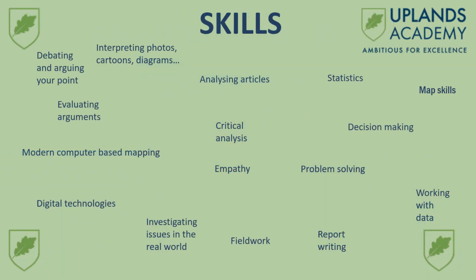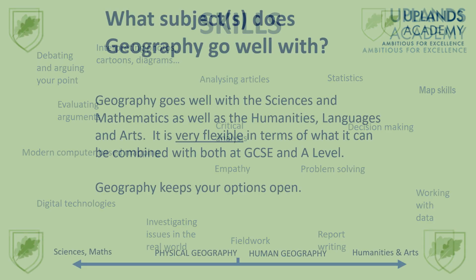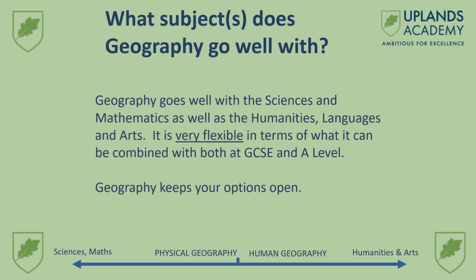So throughout the course, you'll see on the screen now a selection of different skills that are taught by studying GCSE Geography. And just an example of some of those, so we look at our evaluating, so more sort of English literature style, how to write things. And then we've got our map skills, our decision making, but also working with lots of data. So we do work very, very well alongside other more mathematical or science subjects also. So this does mean that geography goes well with both the sciences and maths, as well as the humanities, languages and arts. So it's extremely flexible in what it can be combined with, both at GCSE and A-level, if you were to decide to take A-levels further on. So geography really does keep your options open.